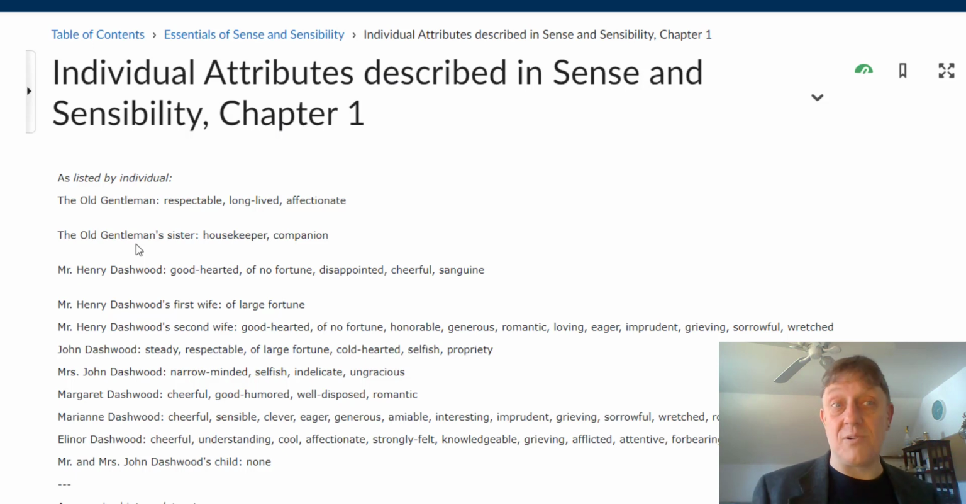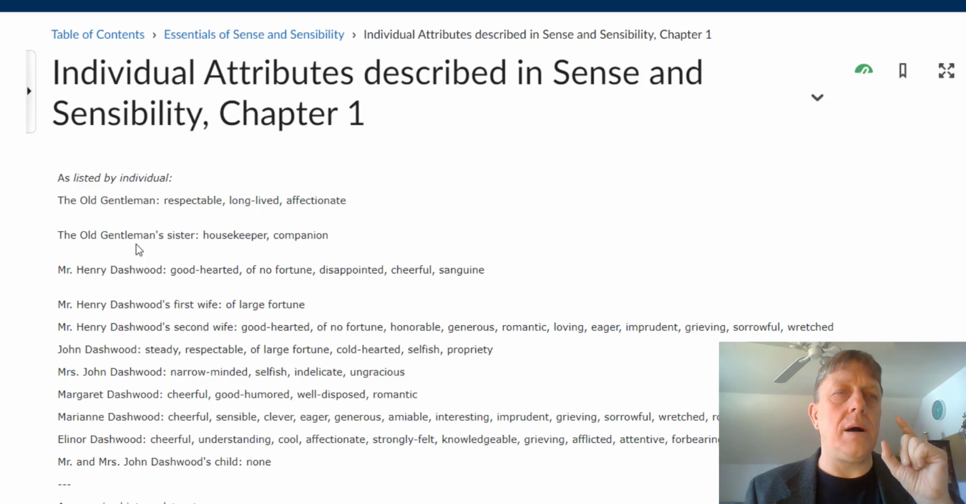Marianne also gets a number of characteristics: cheerful, sensible, clever, eager, generous, amiable, interesting, imprudent, grieving, sorrowful and wretched, and romantic. And Eleanor gets some as well. So that's really neat to be able to get an idea of where these are coming from. Perhaps if you were to star in a stage production of Sense and Sensibility, it would be good for you to look at this first chapter and to extract those individual attributes for your character, whether you're John Dashwood, Eleanor Dashwood, or any of the others.